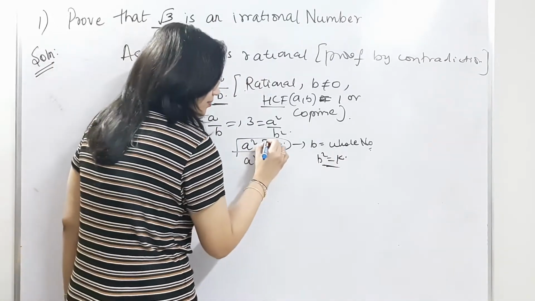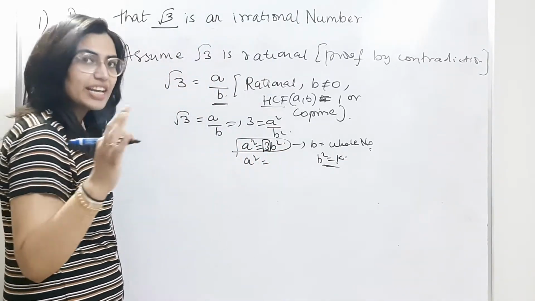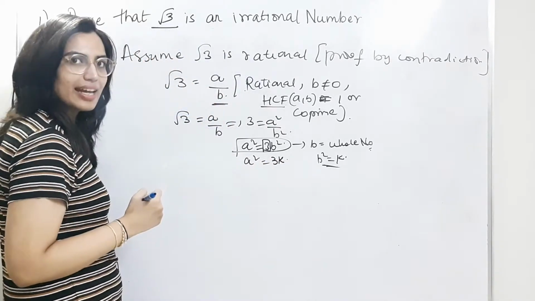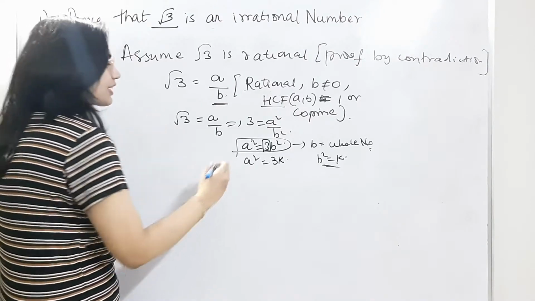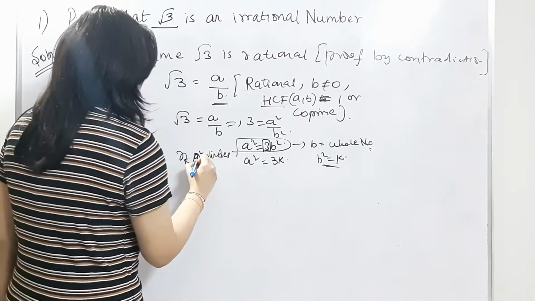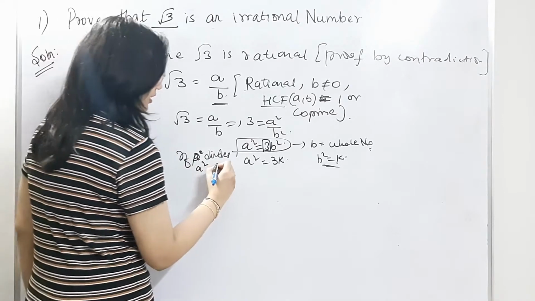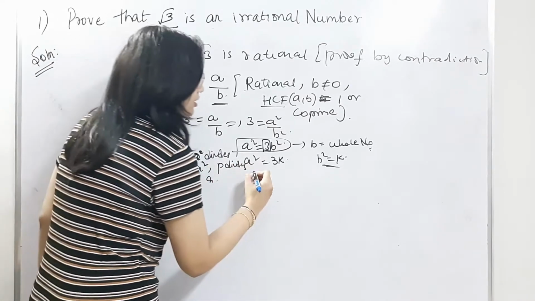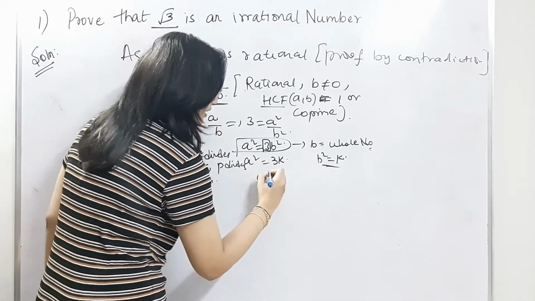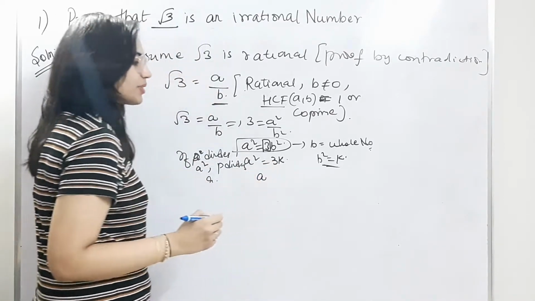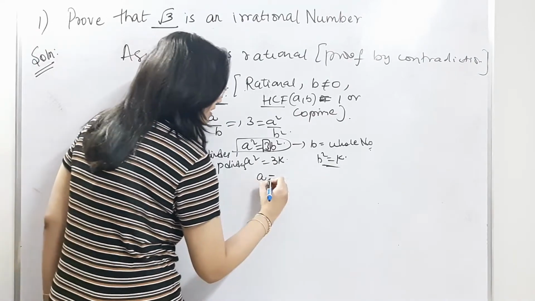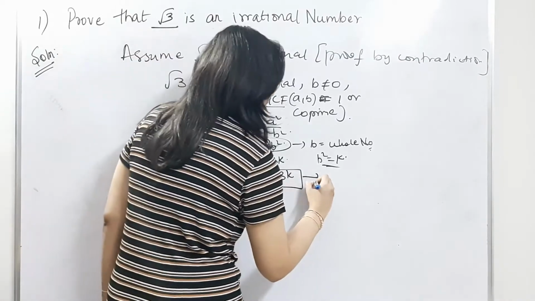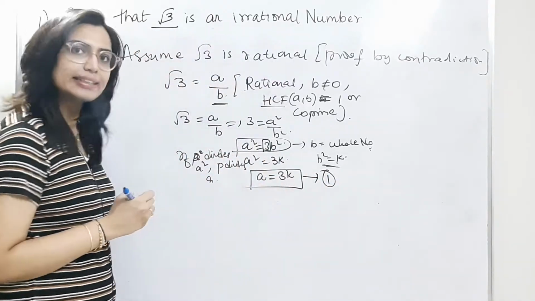But see here, we have 3 as one factor here. So, can we say that A square is equal to 3K, and using the theorem, can we say that if P divides A square, then P also divides A? So, using this theorem, can we not say that if A square is divisible by 3, then A is also divisible by 3? So, using that, we can say A is equal to 3K.